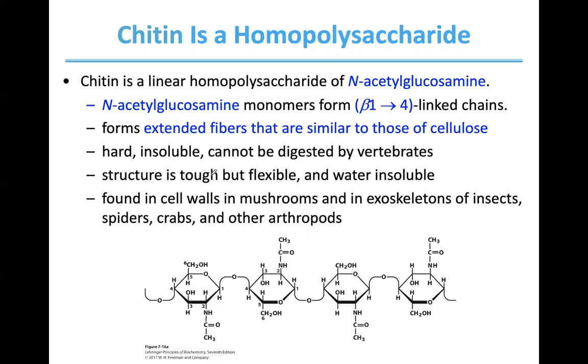So chitin forms the exoskeleton of insects, spiders, crabs, arthropods, crustaceans, shrimps, lobsters, anything like that. It's very similar. Again, it's a beta glycosidic linkage. That's why it's so strong. Except instead of glucose, it's N-acetylglucosamine, right? So instead of OH, we have the amide.